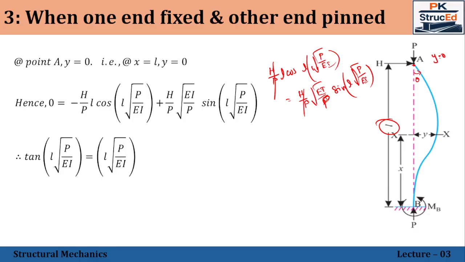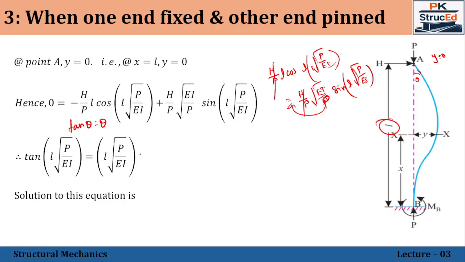So taking both sides together, we'll have only these terms coming onto the right side. You'll get tan of L into root over P by EI will be equal to the remaining term, that is L into root over P by EI. Since it has been taken to the other side, this P will go to the numerator and EI will come to the denominator. This is nothing but tan theta, which will be equal to theta. Whatever is available within the bracket is equal to this one, that's why tan theta is equal to theta.